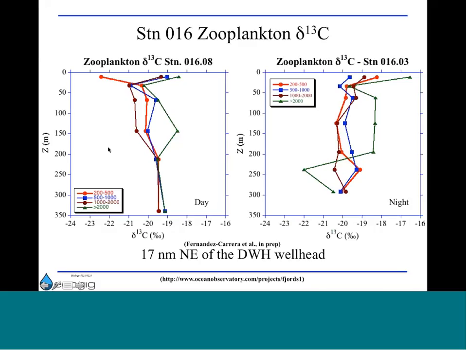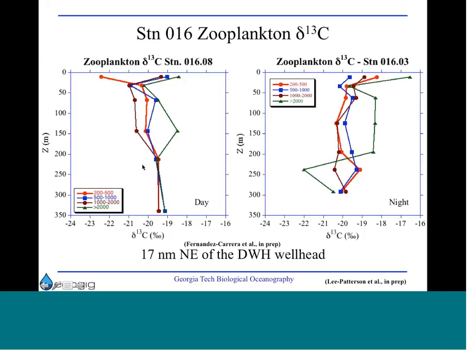Now, I'm going to show you data from a few stations, and we'll start with this one. The panels will be arranged in the same way for the next few slides. In each case, we're going to have two different net tows. These were carried out at roughly the same place, within a nautical mile or so of each other, but at different times. The left-hand panel will show the daytime tow, the right-hand panel, the nighttime tow. Depth is on the vertical axis, delta C13 is on the horizontal axis. So let's start with this daytime tow.